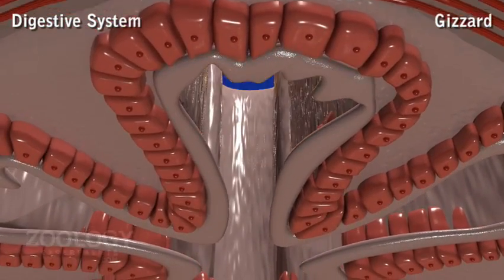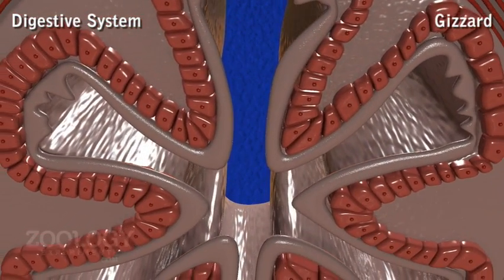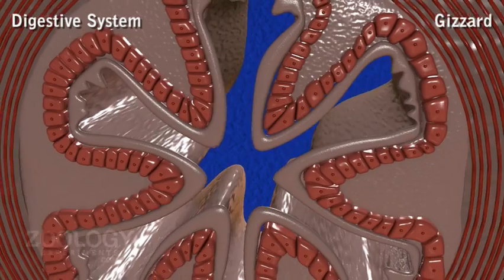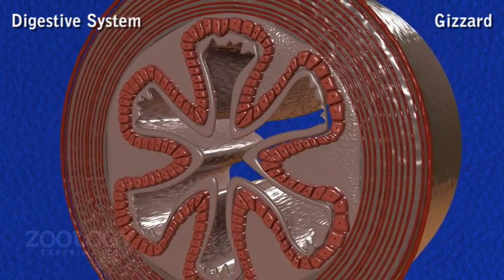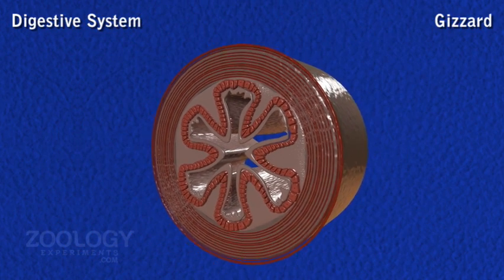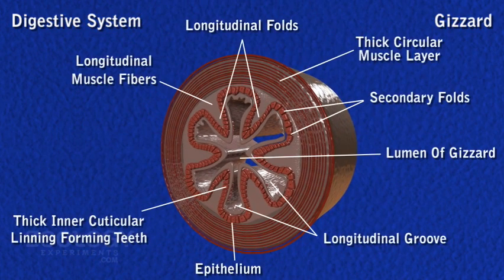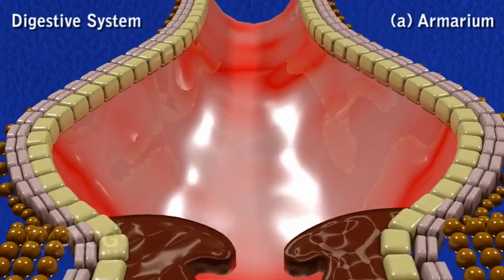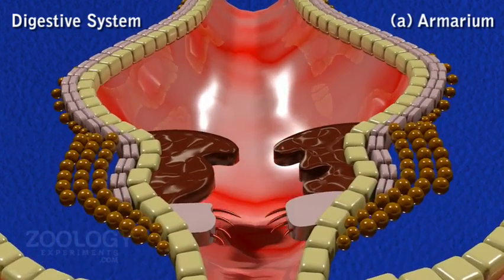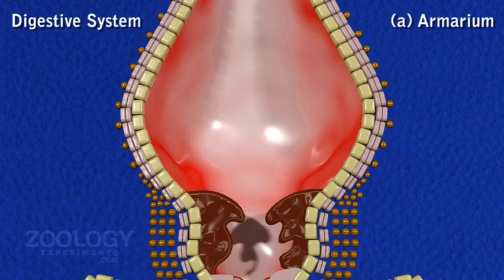Gizzard. The crop leads behind into a small, cone-shaped, muscular and thick-walled chamber called the gizzard. It consists of two parts, an anterior armarium and a posterior stomodeal valve. Armarium. The armarium possesses internally six longitudinal folds that greatly reduce its lumen.